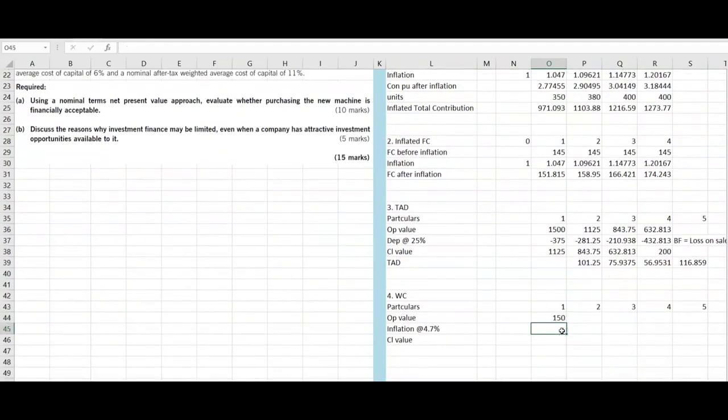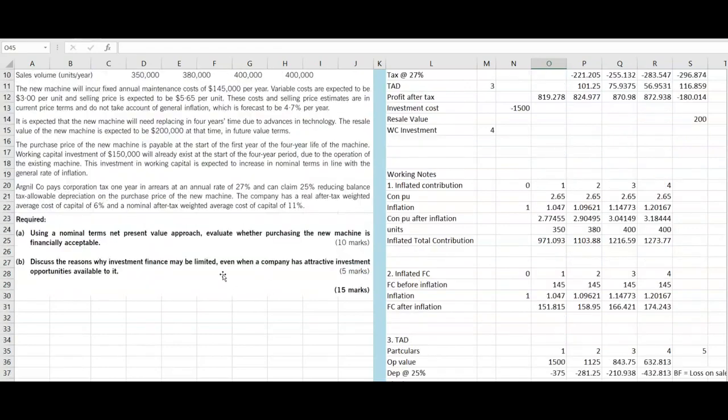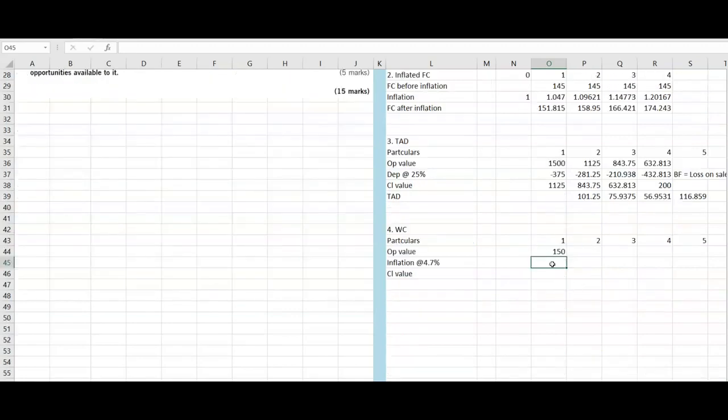What we have to do is only increase the investment. If you also see, this 150 is at the start of the year. 150 is the working capital. With that, every year 4.7 percent is going to get added. So if that gets added, you just have to sum it. So we got the total number here.